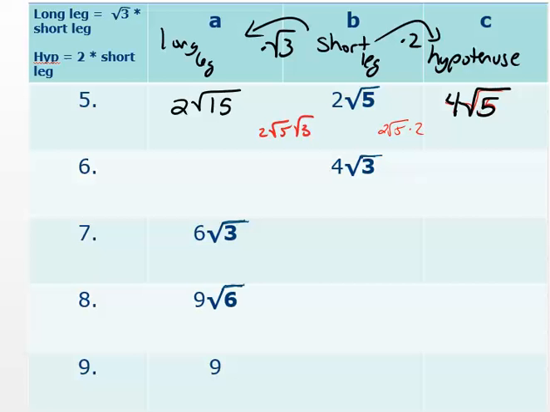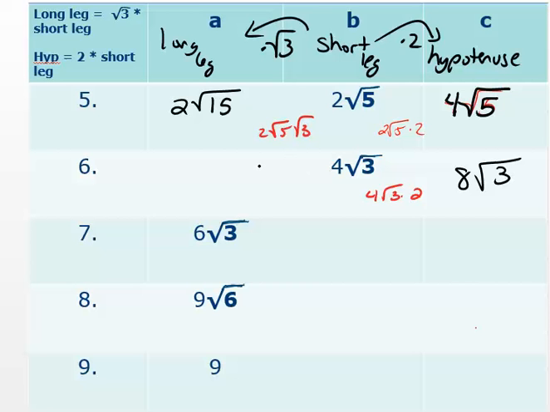Number 6, again, we're starting with the short leg. To get to the hypotenuse, I'm going to multiply by 2. So 4 rad 3 times 2. 4 times 2 is 8, and we keep the radical. It's like saying 4x times 2 is 8x. 4 rad 3 times 2 is 8 rad 3.